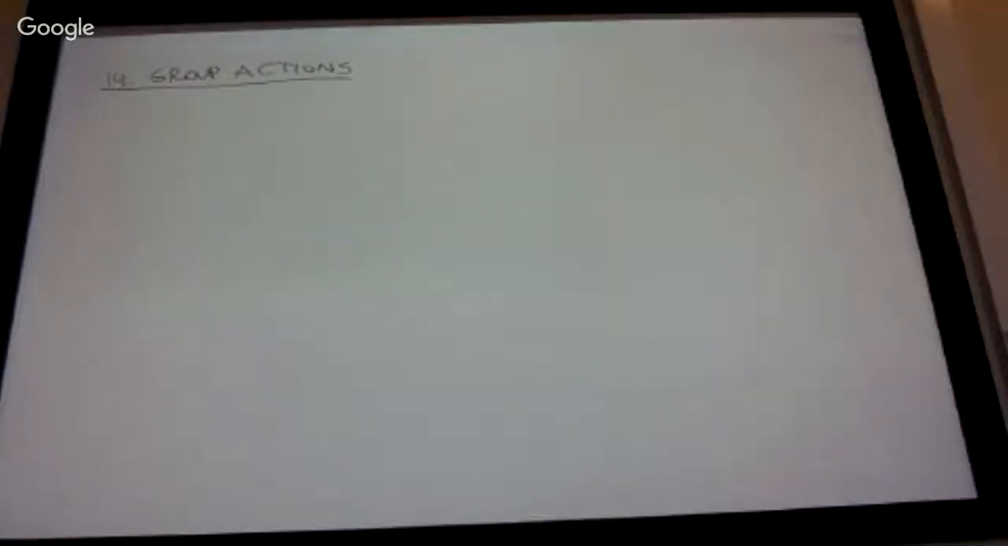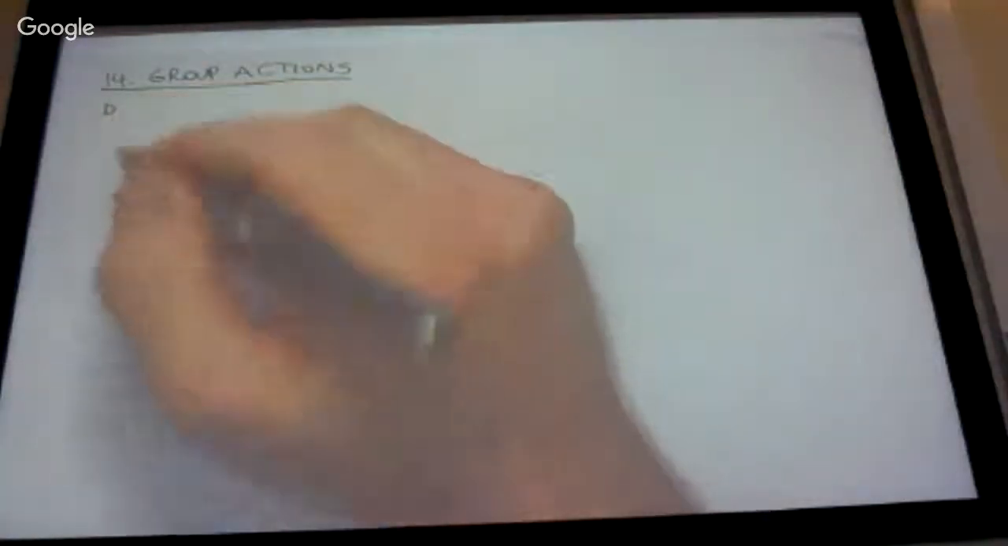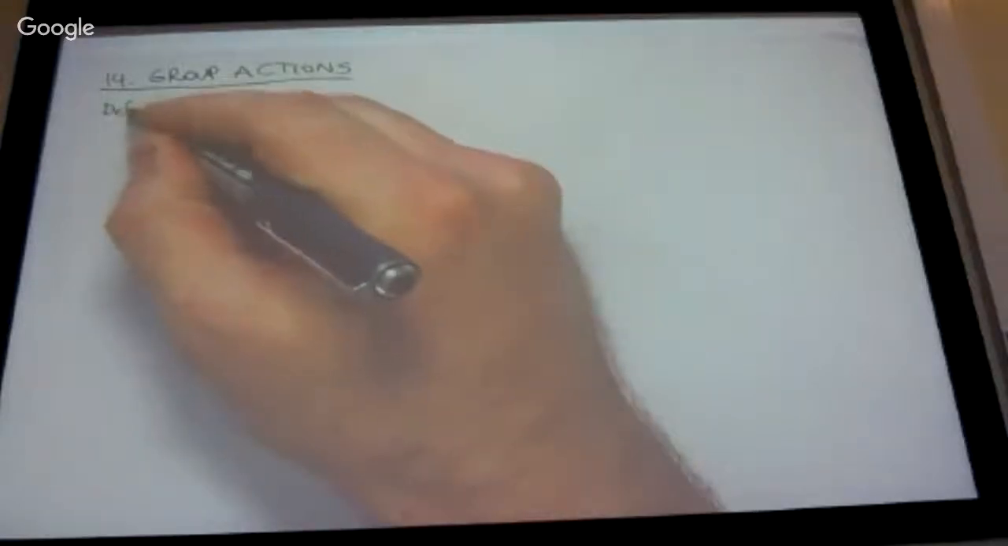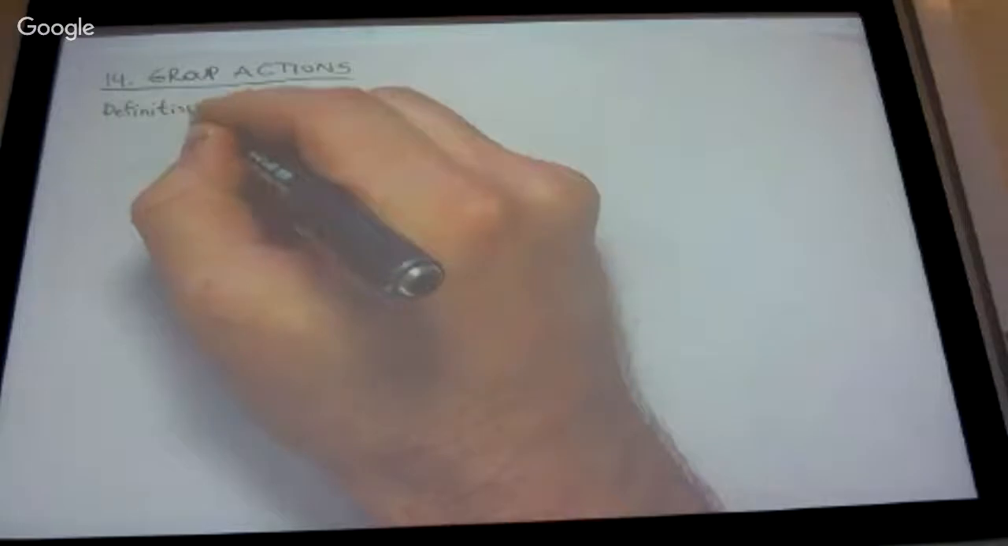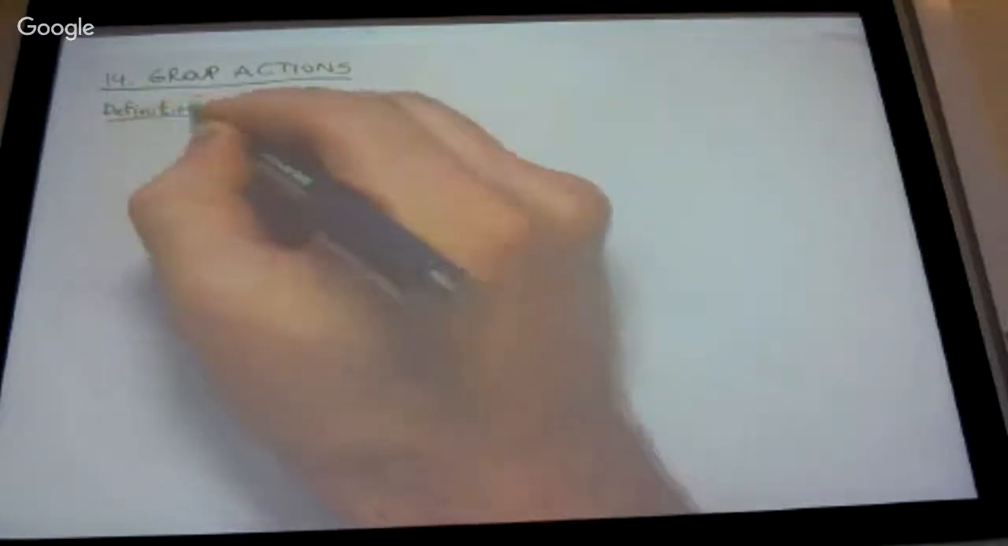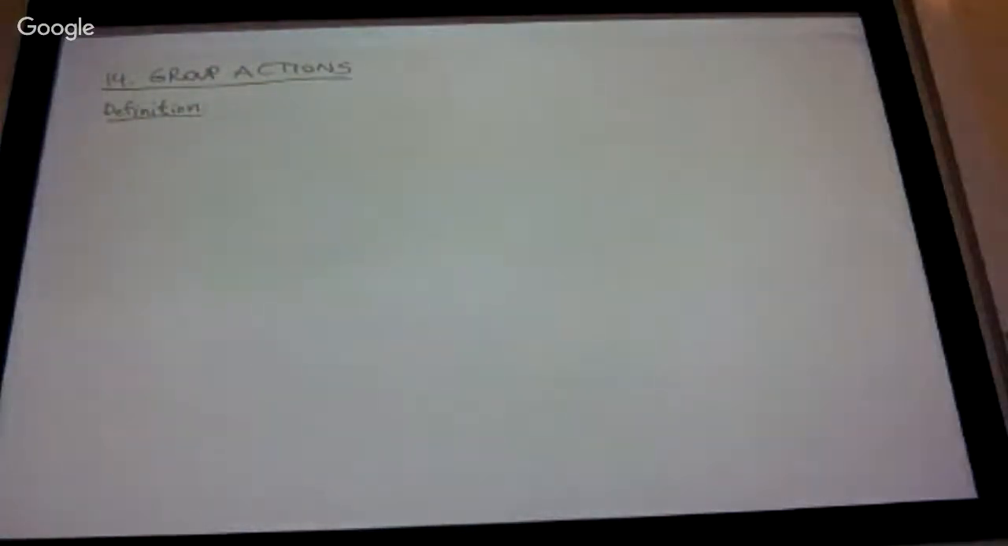Actions. Group actions. Exactly. What are they? Actions on a group. No. Actions in a group. Actions of a group. Yes. Are we recording? Yes. Can you start again? Probably.